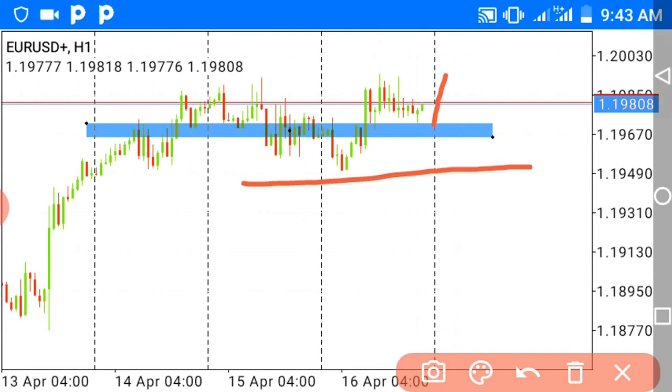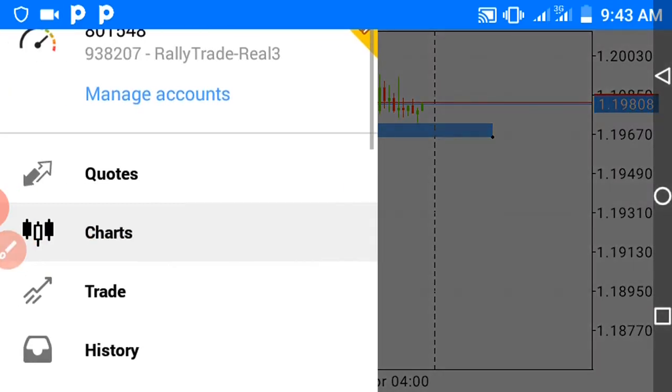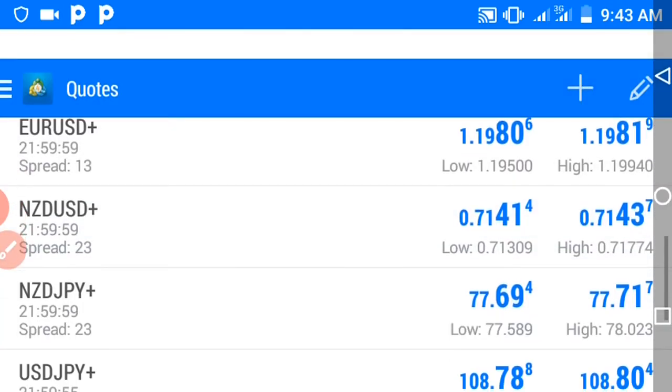Let's go to the next one. The next one will be a little bit quick, so we don't waste much of the time. So the next one is New Zealand USD.